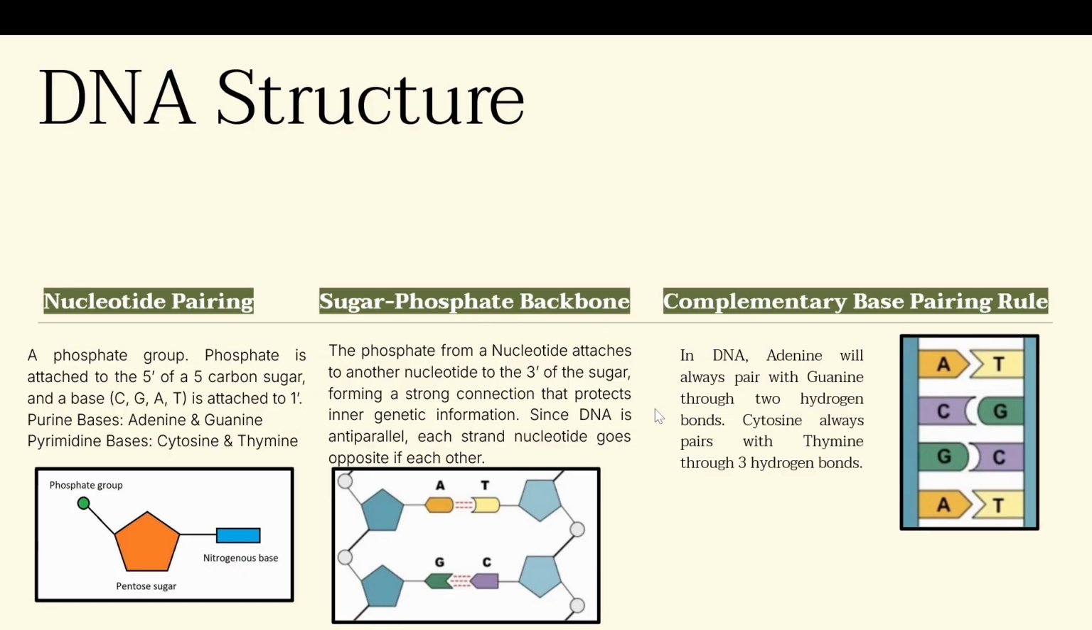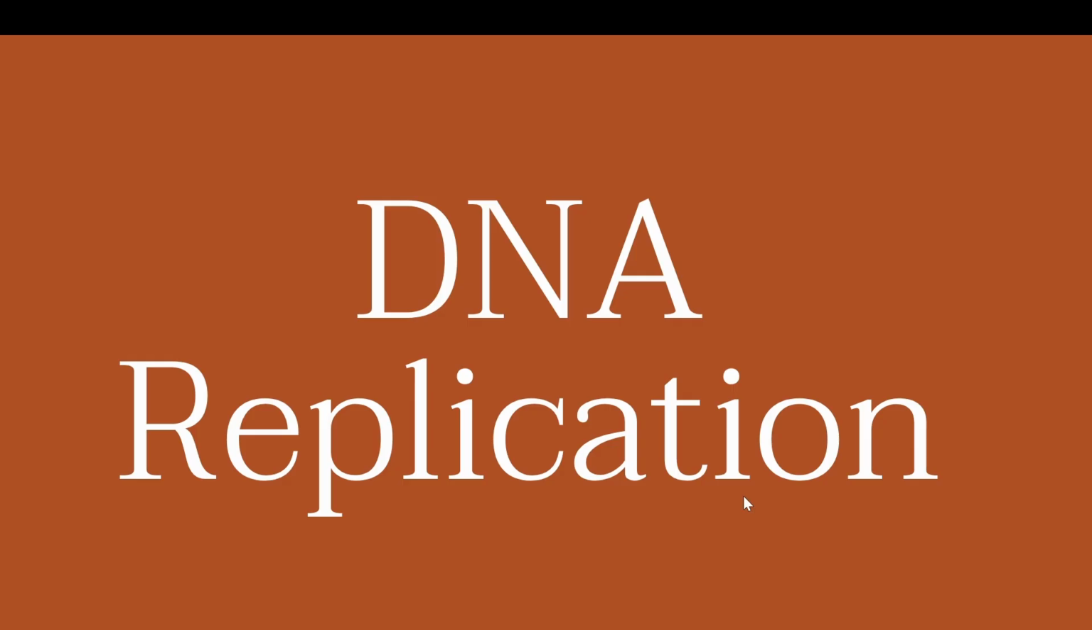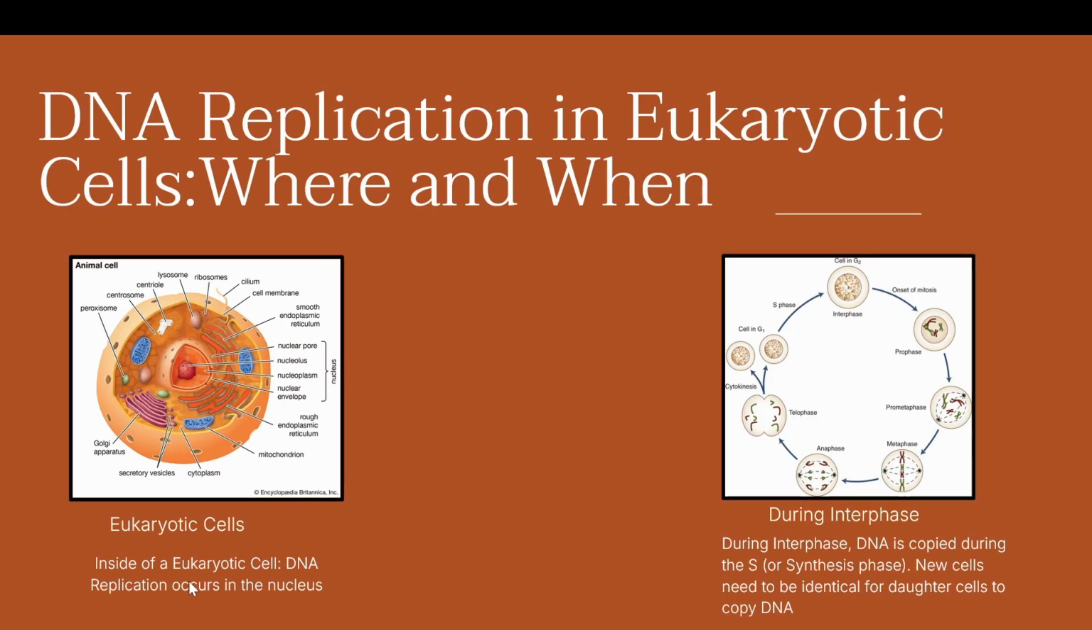Finally, there's the complementary base pairing rule, where I'm going to butcher these names, adenine will always pair with guanine through 2 hydrogen bonds, and cytosine will always pair with thymine through 3 hydrogen bonds. Now let's get to DNA replication, and more specifically, DNA replication in eukaryotic cells. In a eukaryotic cell, DNA replication happens inside of the nucleus during the S phase of interphase. During this time, new cells need to be identical for daughter cells to copy and create new cells.